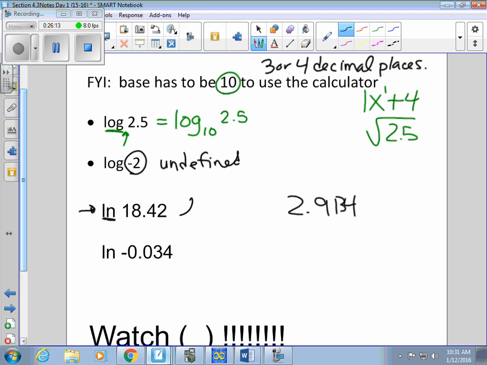If you think about our natural number that we said was e, ln is an abbreviation for log to the base e of 18.42. And instead of writing log base e, which is a lot of writing, they simplified it down to ln, saying it's a log with a natural base. L for log, N for natural base, and it's understood that that's log base e.